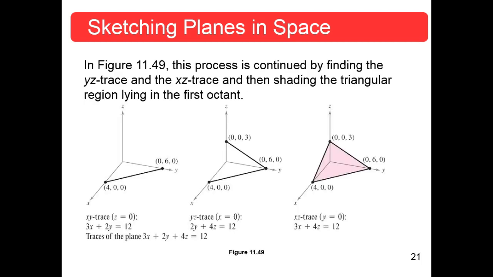Okay. So this is figure 11.49, which is this one. This process is continued by finding the xz trace and the xy trace, and then shading the triangular region lying in the first octant. Okay? We determined 4, 0, 0, and 6, 0, 0, and we knew this line was 3x plus 2y is equal to 12, and z is equal to 0. All right.